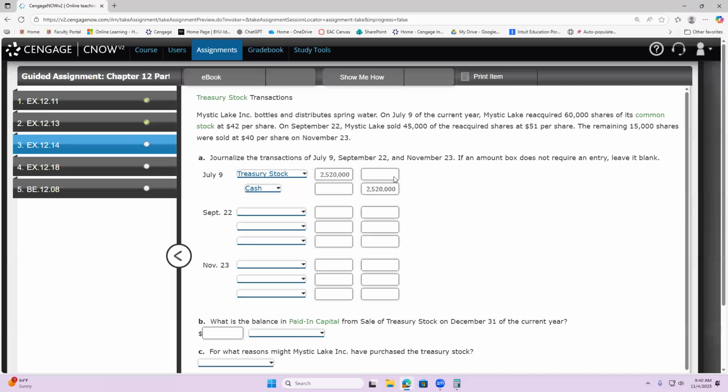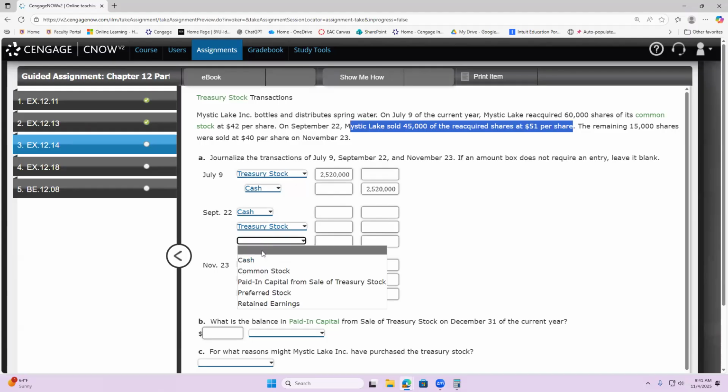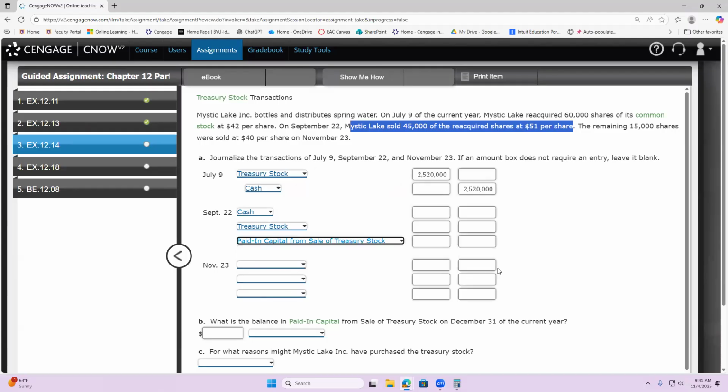Okay. On September 22nd, they sold 45,000 of those reacquired shares at $51 per share. So we're going to debit cash since they're selling it. We're going to credit our treasury stock because we're getting rid of some of that treasury stock. And we're going to credit paid in capital from sale of treasury stock. So to do the treasury stock, we're just going to take the number of shares we sold times the par value.